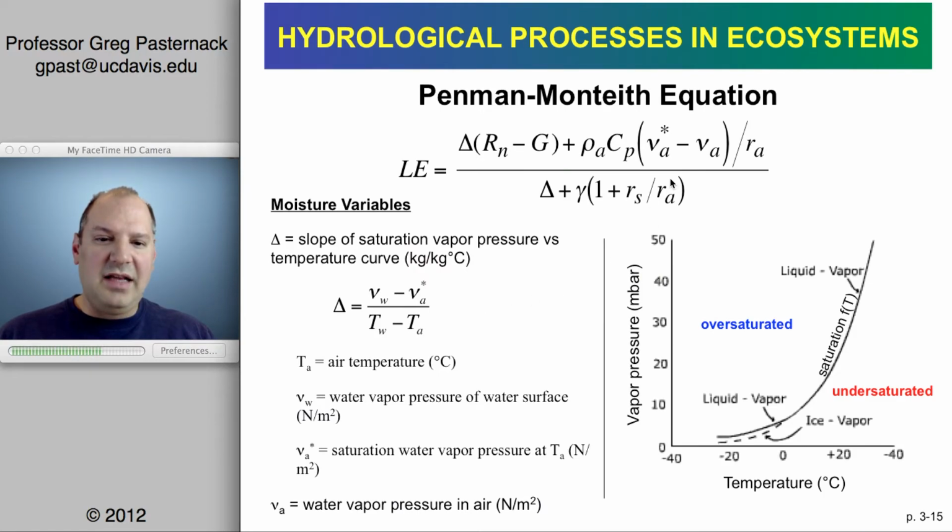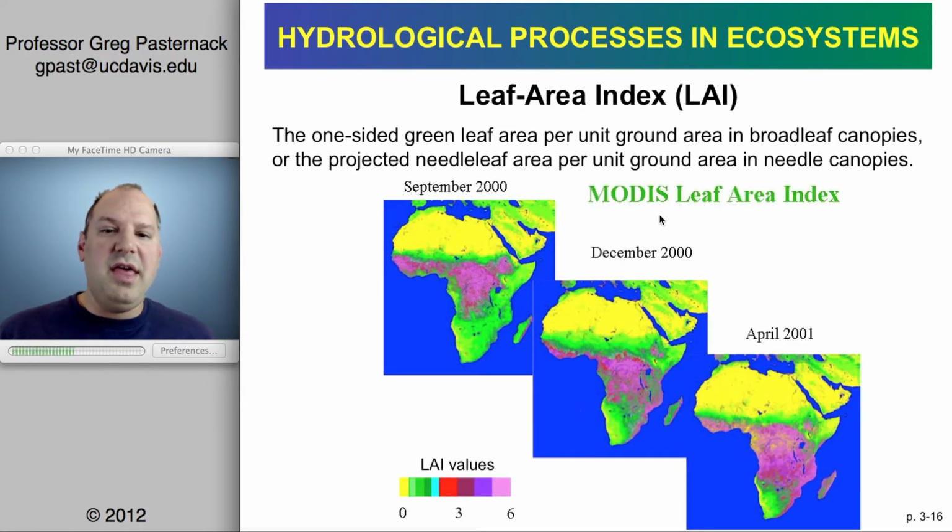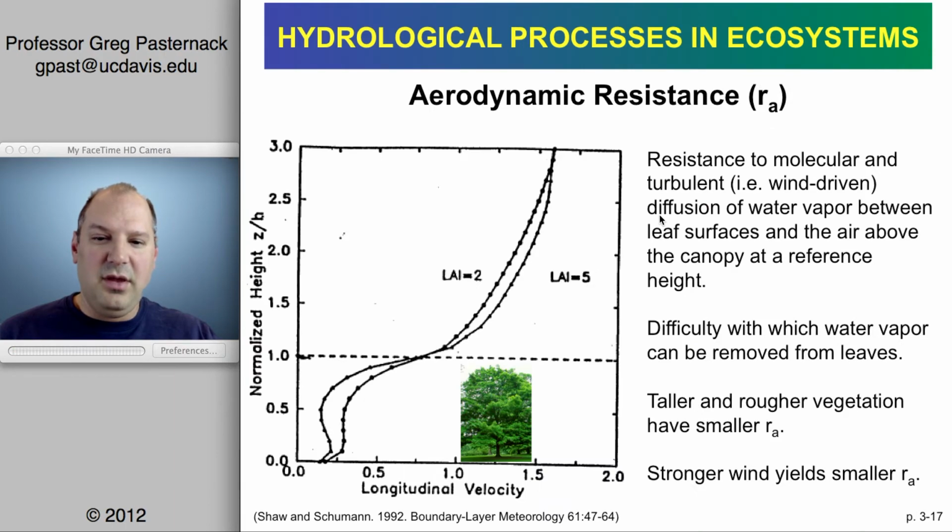Okay, now the next thing we need to cover are the R's here. We have RS and RA, and in order to do that, I have to remind you that in the first video podcast, we defined the leaf area index, LAI, as the one-sided green leaf area per unit ground area. And we had this example from Africa. So I'm not going to go into it. If you don't remember, look back on video podcast 1 or Google, or look online.